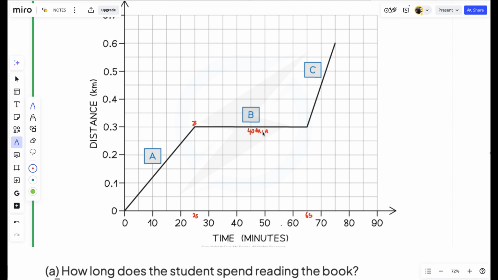So we can convert these minutes to hours depending on what they want, or to seconds. If you want to change to seconds, you multiply by 60, you get 2,400 seconds as your resting time. If you want to change to hours, you divide by 60, you get 2 over 3, which is 0.66 hours. Okay, then here's a steeper slope. This is when they now run back home. I think they were moving at a faster speed.